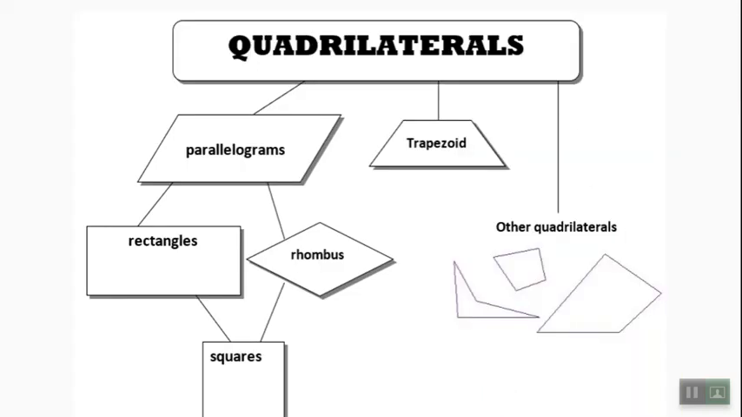I want you to look at this image diagram right here. We have the word quadrilaterals at the top. Quadrilaterals consist of parallelograms and trapezoids. A trapezoid is a type of quadrilateral. I want you to think to yourself, why do you think the trapezoid is all alone and not expanded to any other shapes, whereas the parallelogram branches off into rectangles, rhombuses, and then squares? What makes the trapezoid different from the parallelograms?